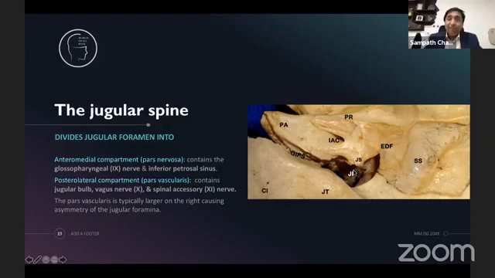Now, this concept is important. This is not important anatomically. I told you this is important from a preservation point of view.